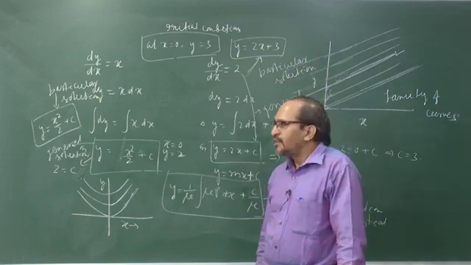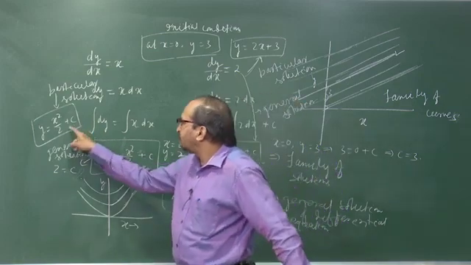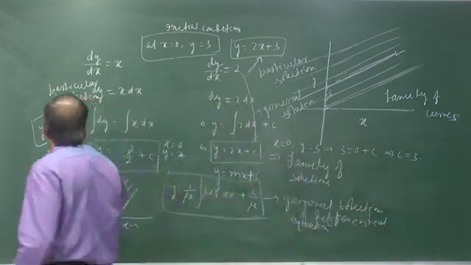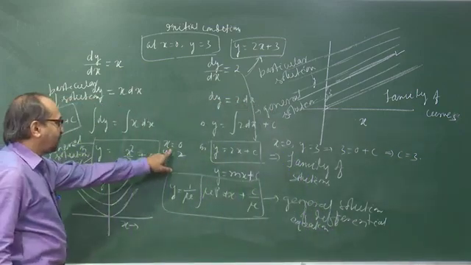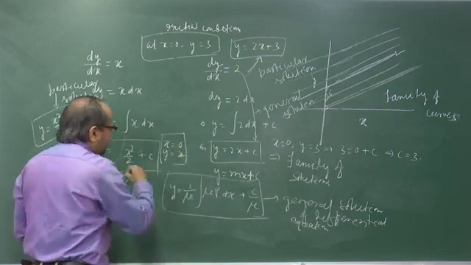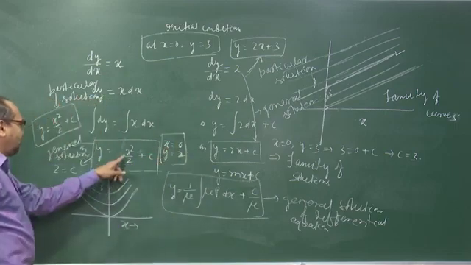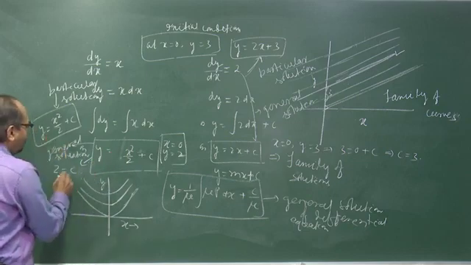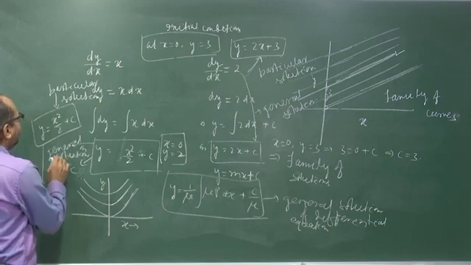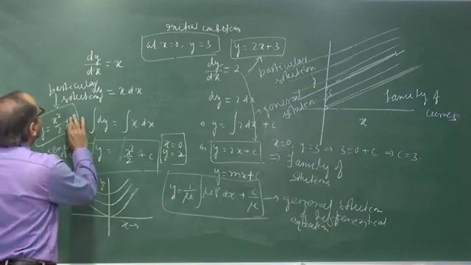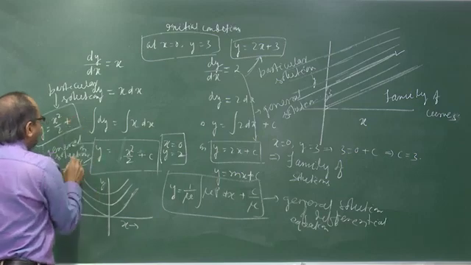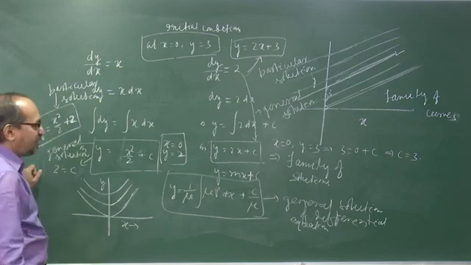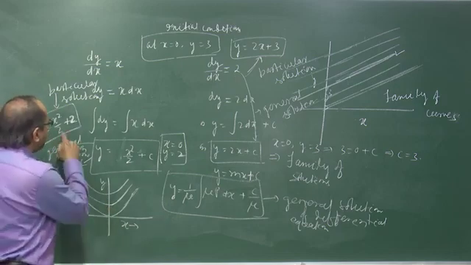Here this is the general solution, and what is the particular solution? I have imposed the initial condition at x is equal to 0, y is equal to 2. Putting x is equal to 0, y is equal to 2, we get c is equal to 2. Sorry, I made a mistake here: y is equal to x square by 2 plus, in the place of c I have to put 2, so y is equal to x square by 2 plus 2. This is the particular solution. That means at x is equal to 0, y is equal to 2.